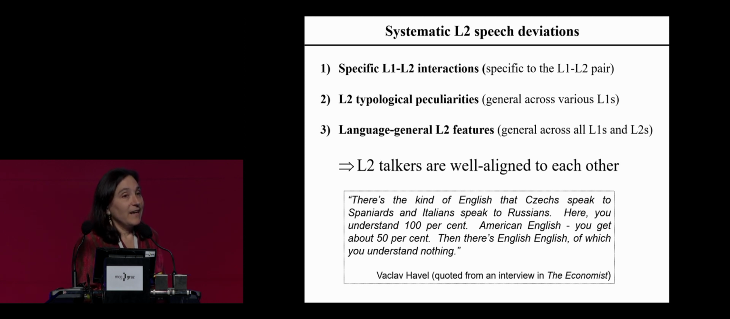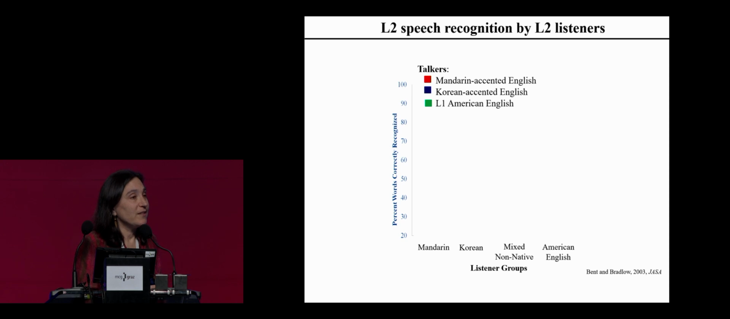So let's see if we can show this effect in the lab. So here's a setup that is quite typical in the kinds of work that we do. This is an experiment that involved presenting recorded English sentences to 4 groups of different listeners. The talkers who produced the sentences were talkers from 3 different native language backgrounds. We have Mandarin accented English, Korean accented English, and then native L1 American accented English.